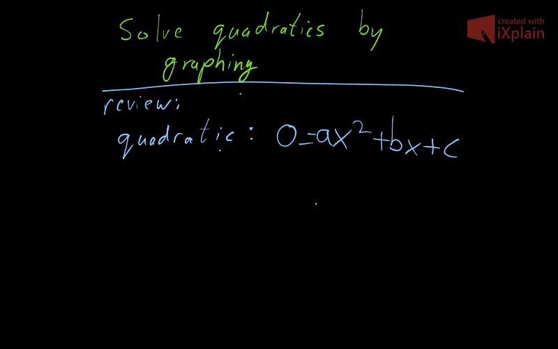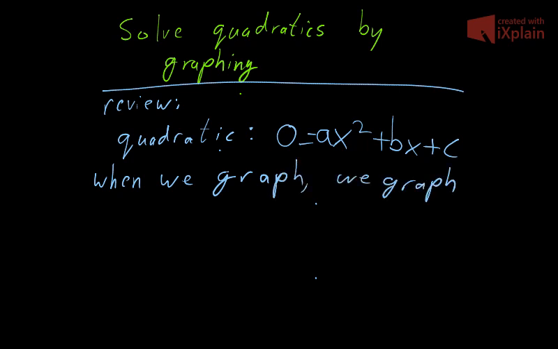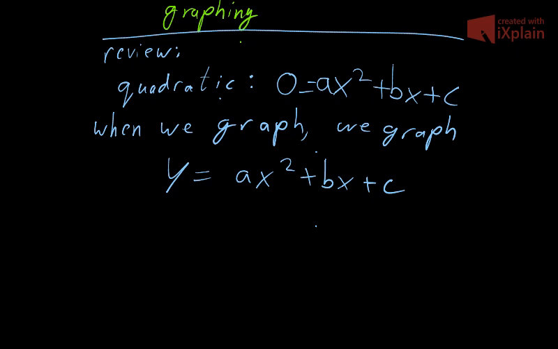So when we graph, we're going to change that 0, and we're going to make it y equals ax squared plus bx plus c, and that just gives us something to graph. Otherwise we can't graph it unless we already know what x is. We're trying to solve it by graphing, so if we would need the solution to graph, that'd make it very difficult.